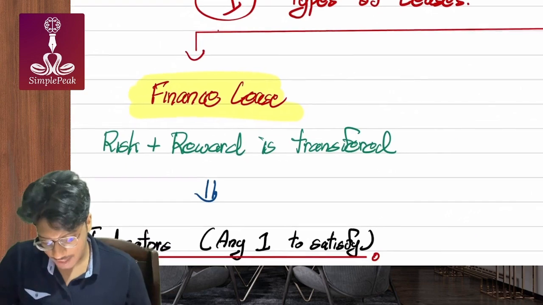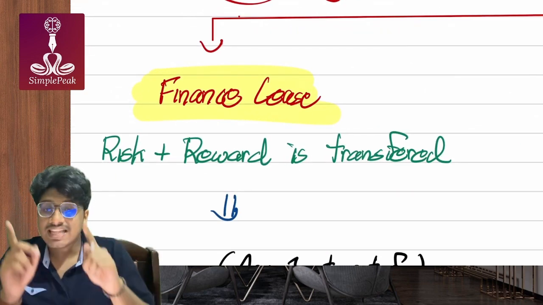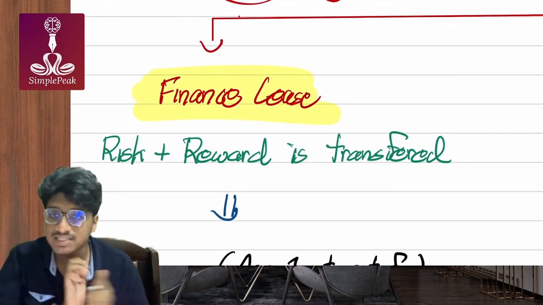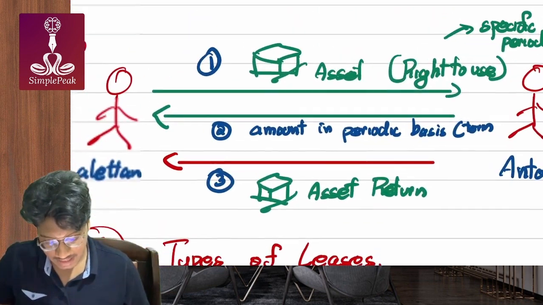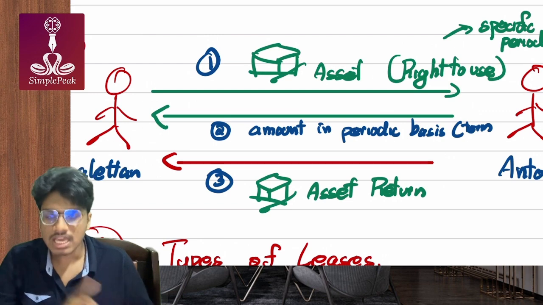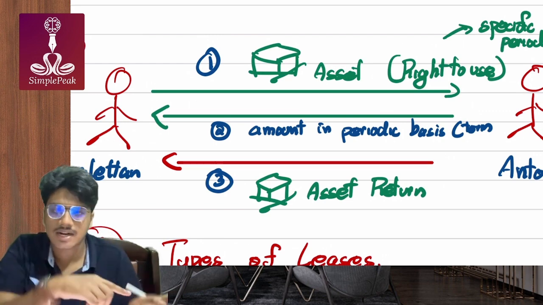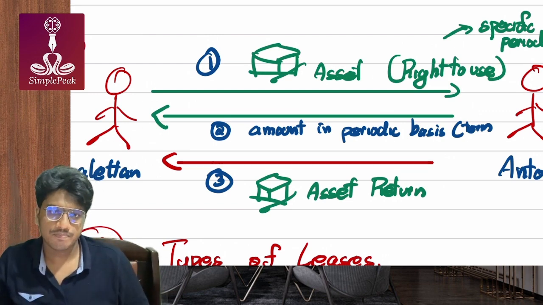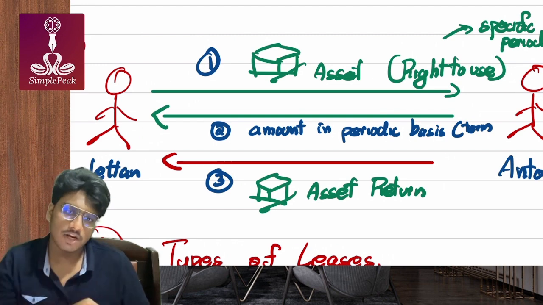A finance lease is one where the risk and reward are transferred. If Layman is giving the asset to Anthony for a right to use, and is also transferring the risk and reward, then it is a finance lease. If not, it is an operating lease.